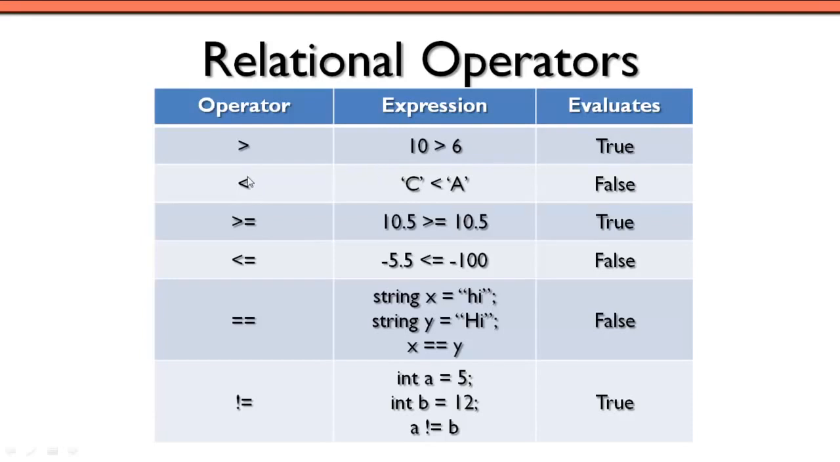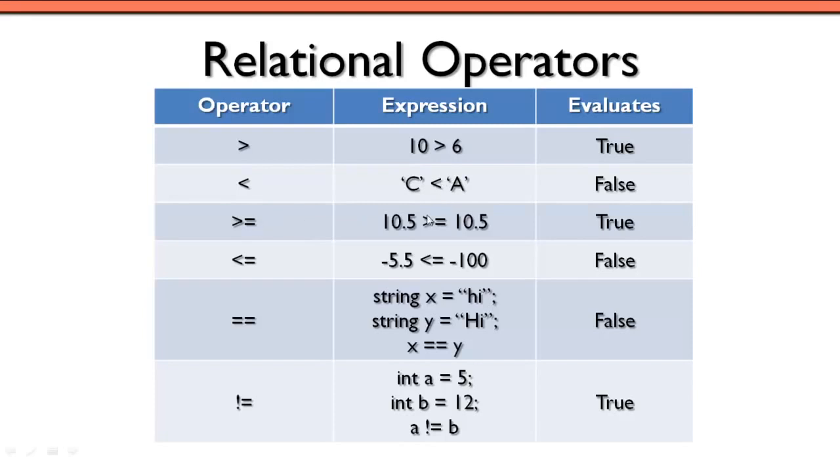Okay, so less than, we could compare character values, so we're comparing capital C to capital A, and since capital C comes later in the alphabet than capital A, this would result in a false value, so C is not less than A since C is coming after A in the alphabet. So that's pretty cool that you can actually compare character values using these relational operators.